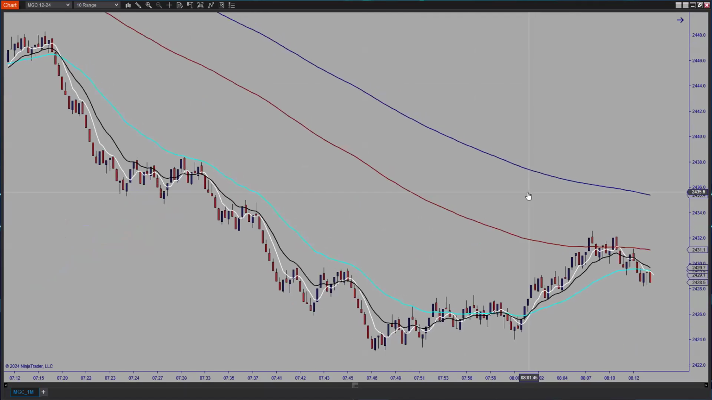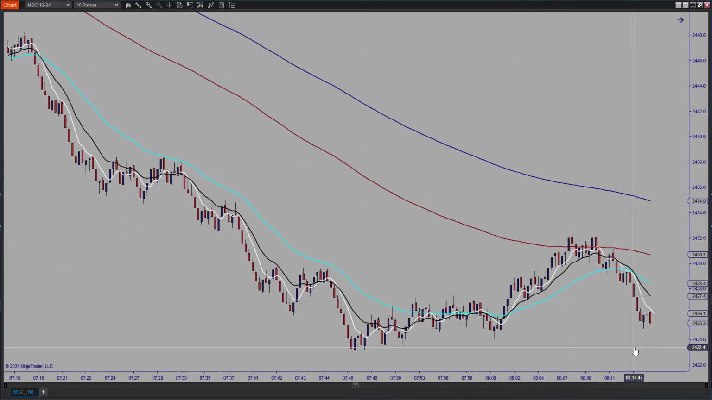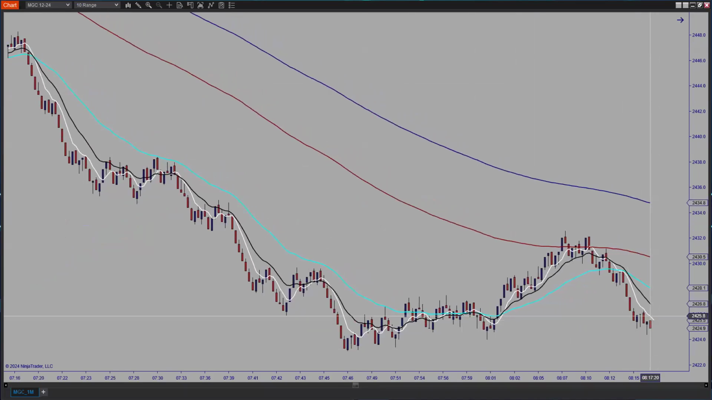Okay, so where's the cross? Right there. So the trade would be right here. Now, first off, there's a number of problems with this. First off, we don't have room to trade it because our target's way down there. Second of all, it's not past 8:30, so yeah.